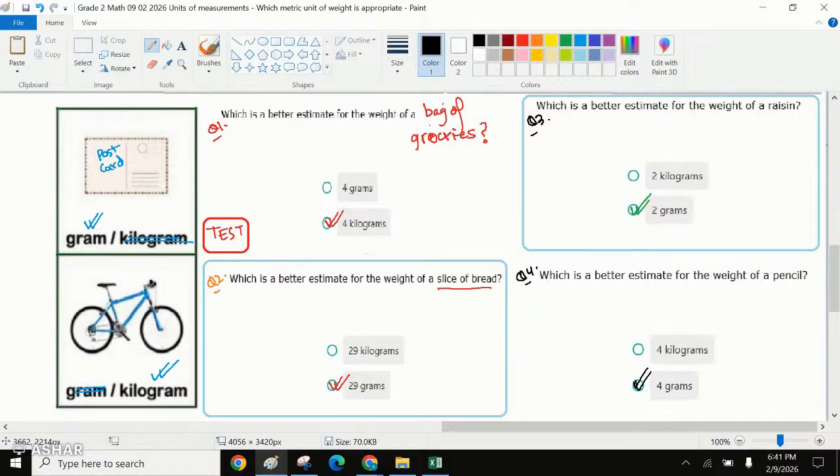Okay. These were the few examples we went through. We compared different objects and their weights. We don't want to know the exact weight, but for now, what we want to know is which unit should be used, kilograms or grams.